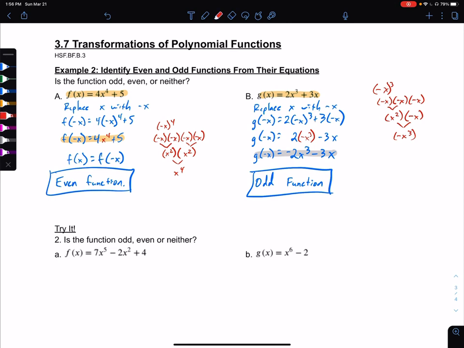What you want to remember is you're always going to replace x with negative x, and then you need to compare your simplified version towards the end with your original. And it can be even if everything is exactly the same, it'll be odd if everything has had a sign change, and it'll be neither if some things have changed but not everything.